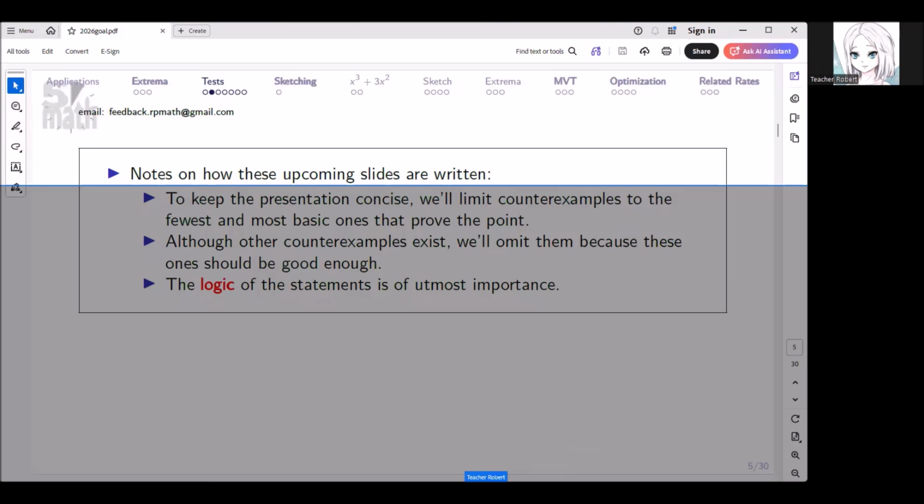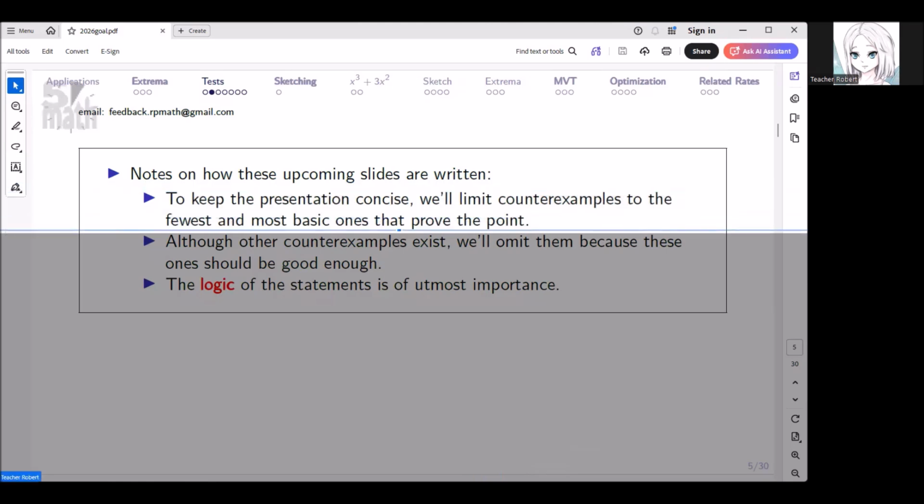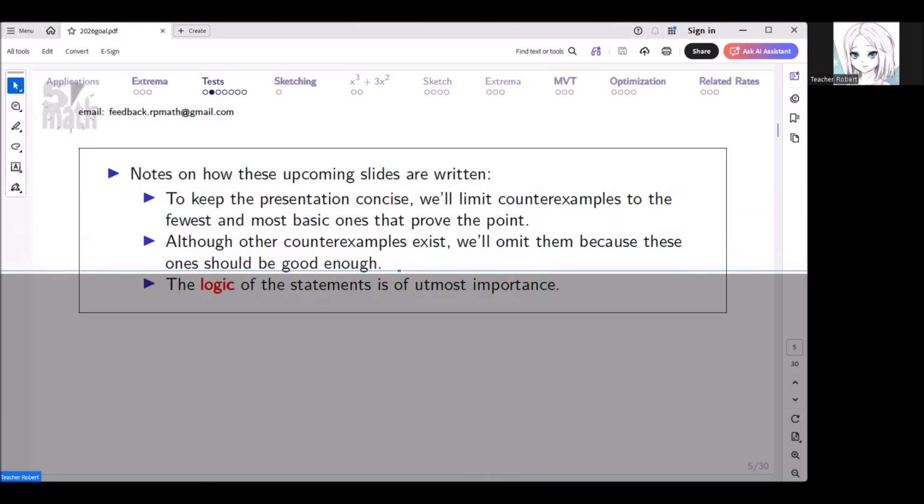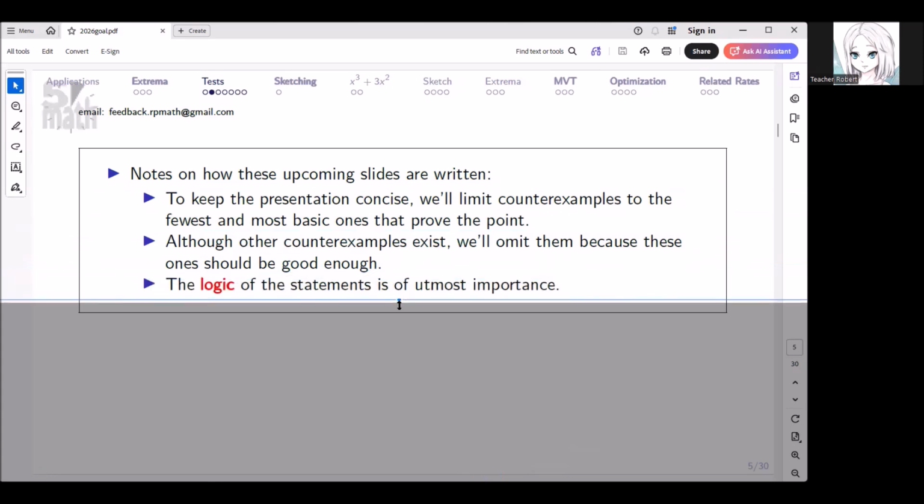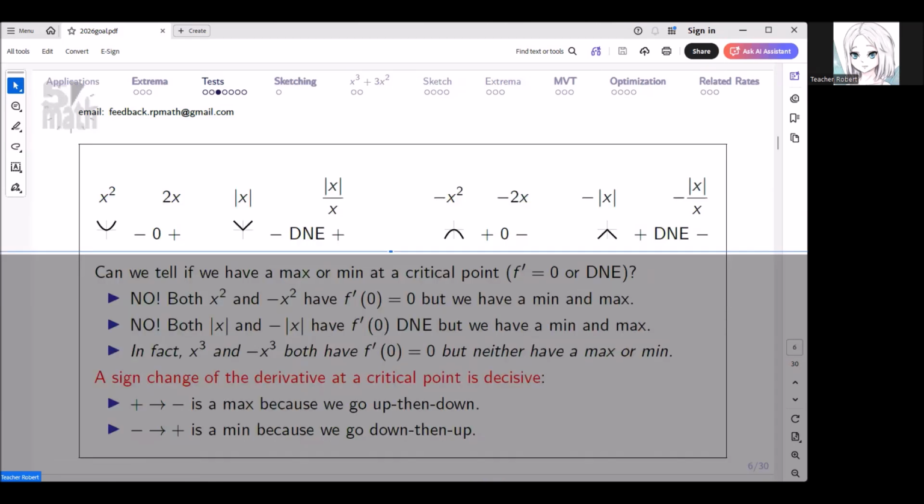Notes on how these upcoming slides are written. To keep the presentation concise, we'll limit counterexamples to the fewest and most basic ones that prove the point. Although other counterexamples exist, we'll omit them because these ones should be good enough. The logic of the statements is of utmost importance. Here are some examples.